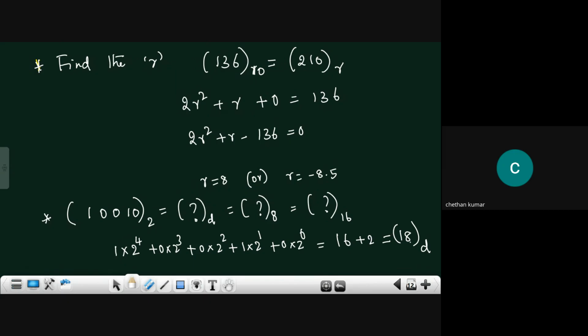Is it 18? Again, how do you convert decimal to binary? Successively divide by 2. Here you multiply by the weighted powers and do the sum. To convert this into binary, you should successively divide it by 2. Then how to convert this number into octal? 10010 base 2, I want to convert it into octal.